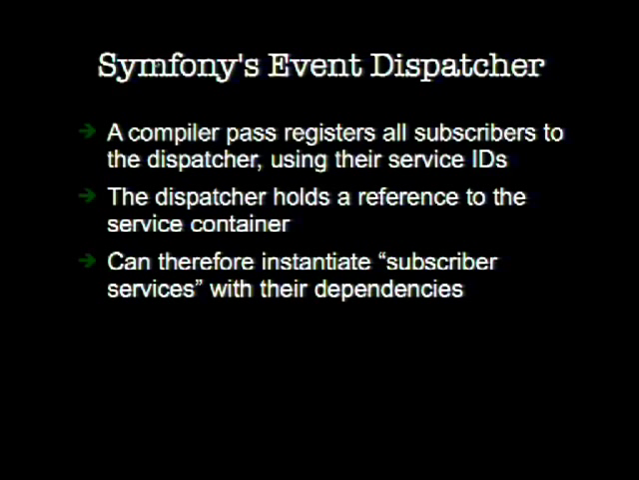So a compiler pass is used to register all event subscribers to the dispatcher using their service IDs. And it does that using tagging. You tag a service as an event subscriber, and that means during this compiler pass process, it'll get added to the dispatcher. And the dispatcher actually holds a reference to the container, which means if it's given service IDs, it can get those services from the container. So it can instantiate these subscriber services with their dependencies.